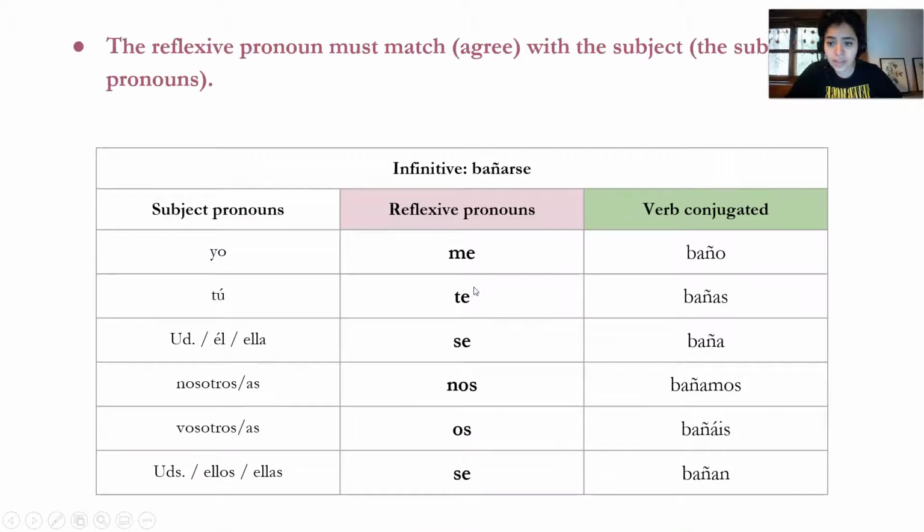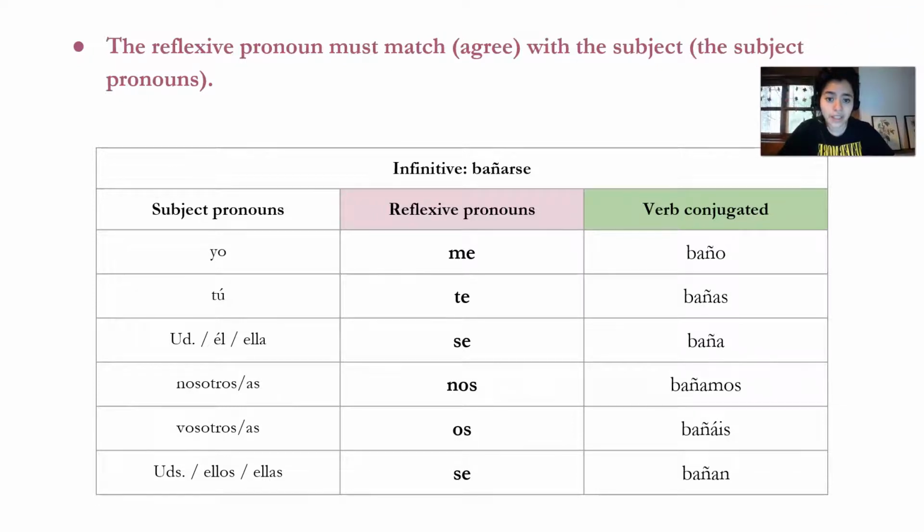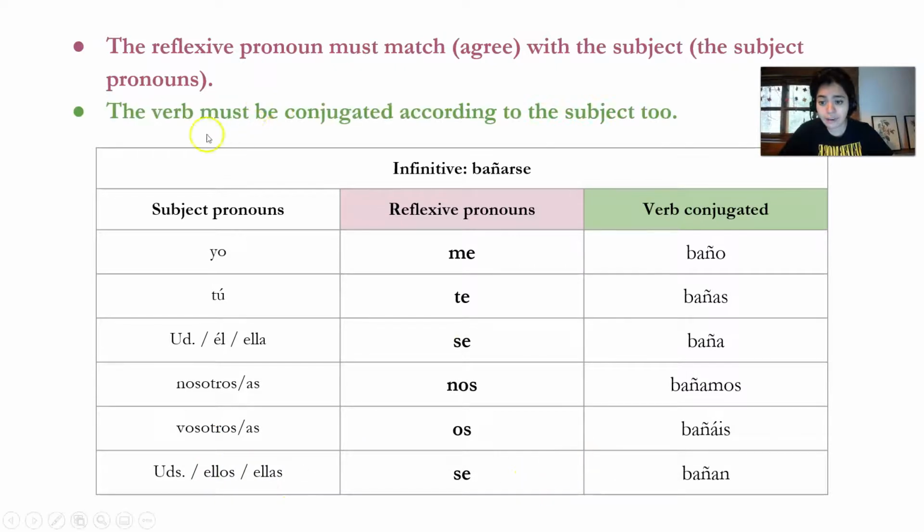Okay, so what you have to know is that the reflexive pronoun must match, that means must agree with the subject pronouns. So yo, the reflexive pronoun is me. Tú, te. Usted, él, ella, se. Nosotros, nosotras, nos. Vosotros, vosotras, os. Ustedes, ellos, y ellas, se. And the verb must be conjugated according to the subject too. So that's why you have baño, bañas, baña, bañamos, bañáis, bañan.